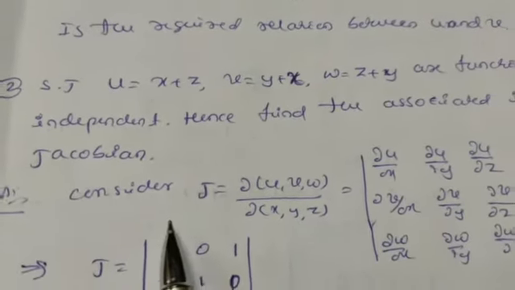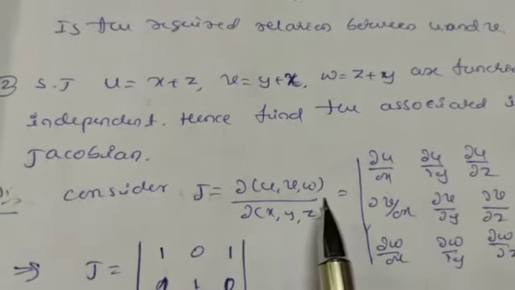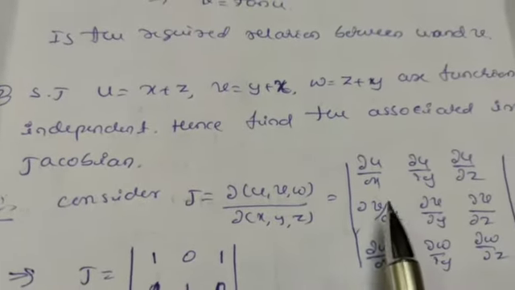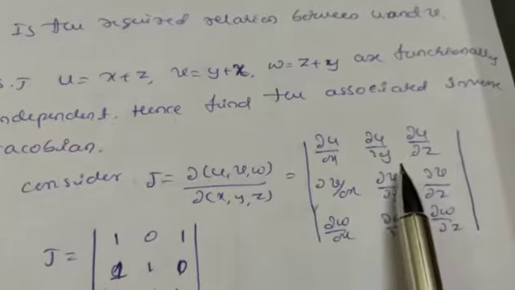Let us consider the Jacobian J of (u, v, w) divided by (x, y, z), which is equal to the determinant of dou u by dou x, dou u by dou y, dou u by dou z.